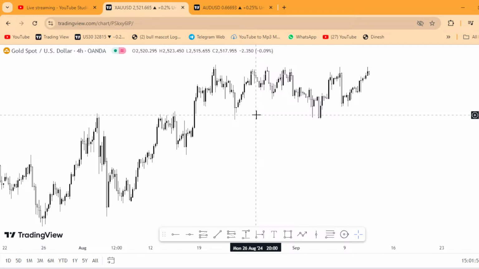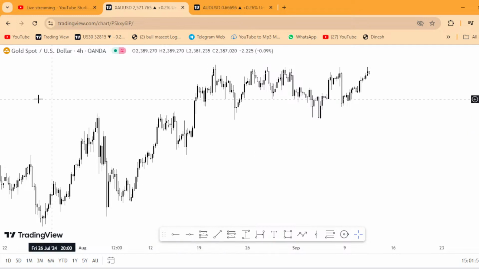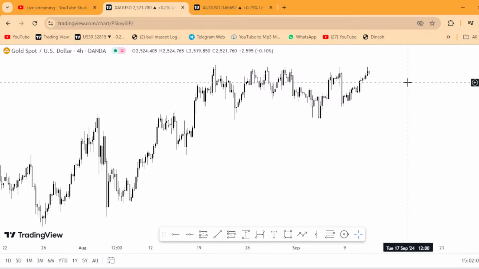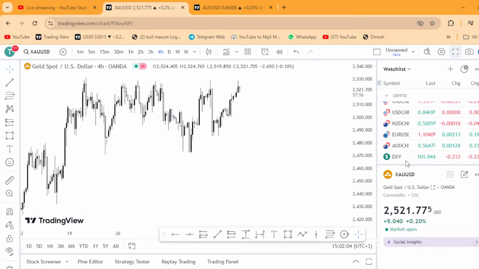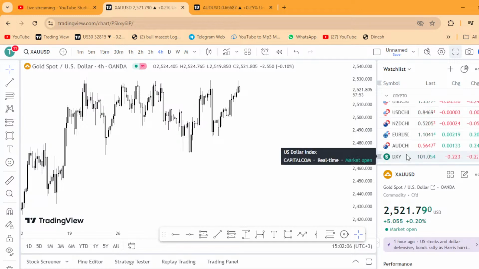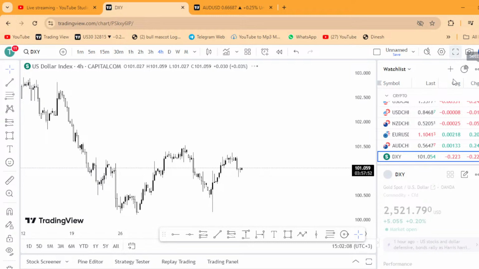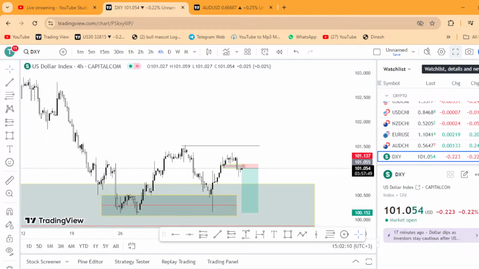So, in most cases, we know that when a DXY is buying, XUSD pairs are selling, right? So if the one is selling, then we'll be buying.